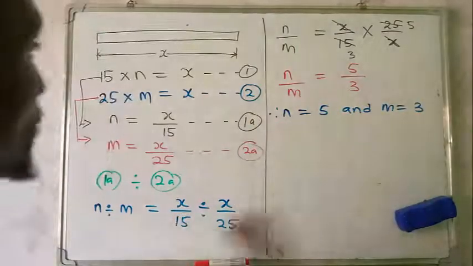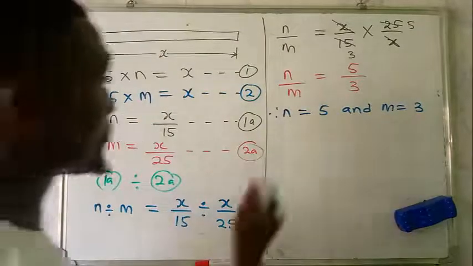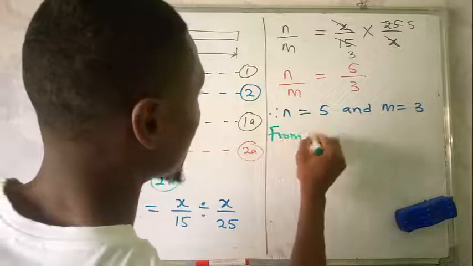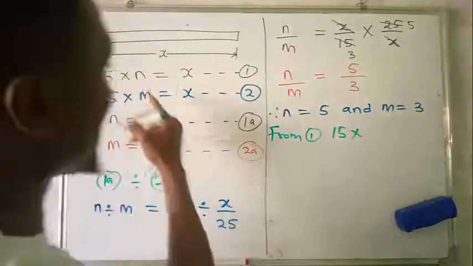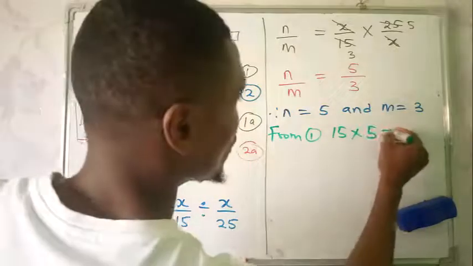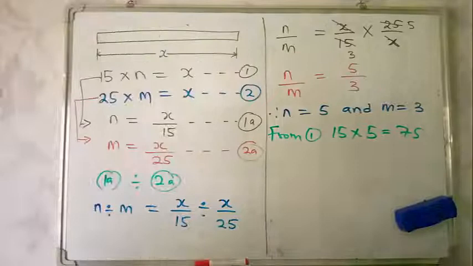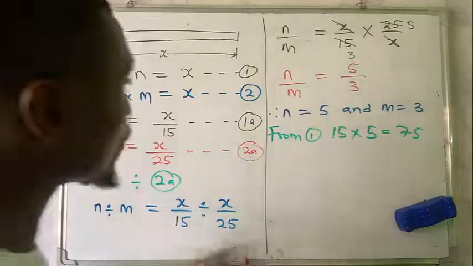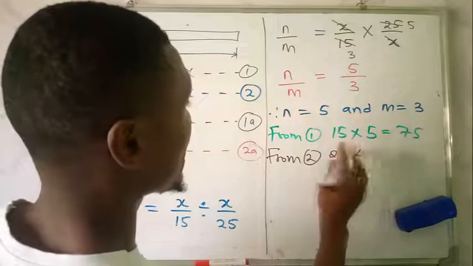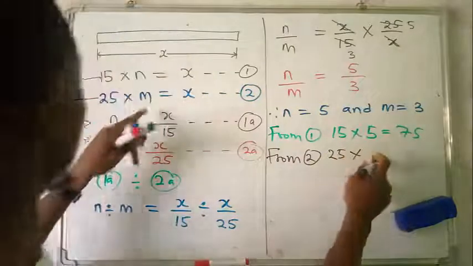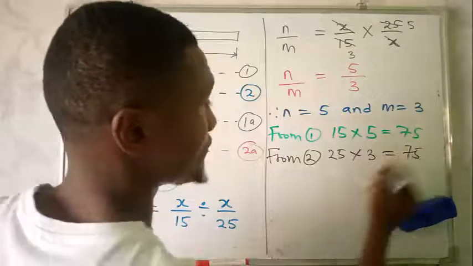Okay, let's now get the value of the width, which is x. Remember, from equation 1, we have that 15 multiplied by n, and our n now is 5, is going to give us x, which is 75. We try from equation 2. From equation 2, we have that 25 multiplied by m, and my m here is 3, is going to also give us 75.